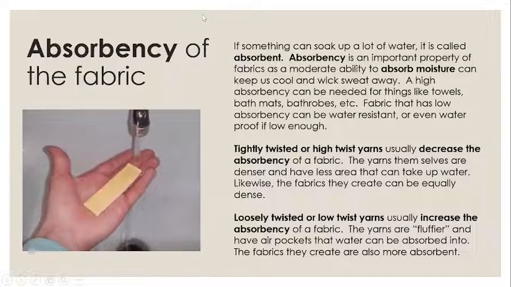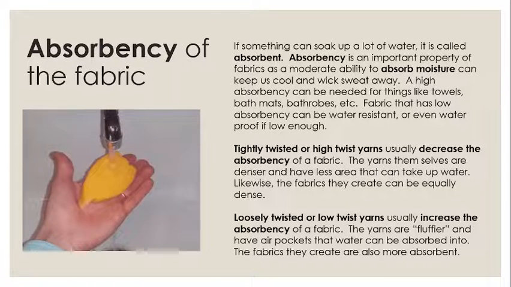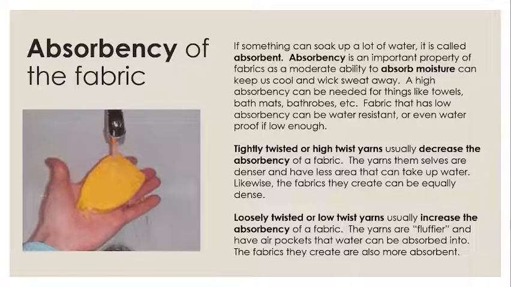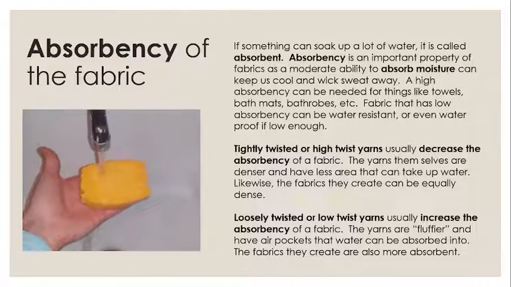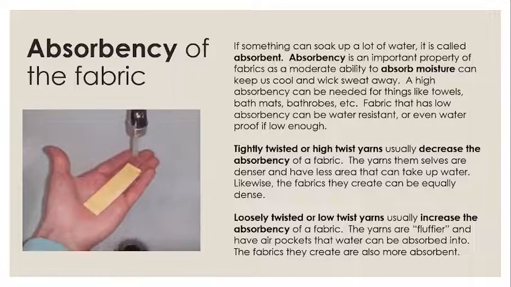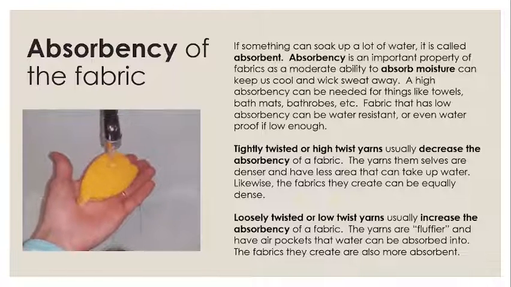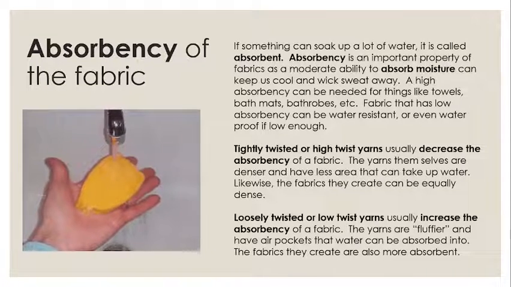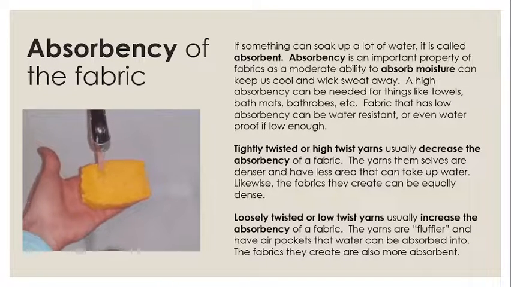The twist of a yarn also affects the absorbency of the fabric. So if something can soak up a lot of water, it is called absorbent. Absorbency is an important property of fabrics, as a moderate ability to absorb moisture can keep us cool and wick sweat away. A high absorbency can be needed for things like towels and bath mats and bathrobes.